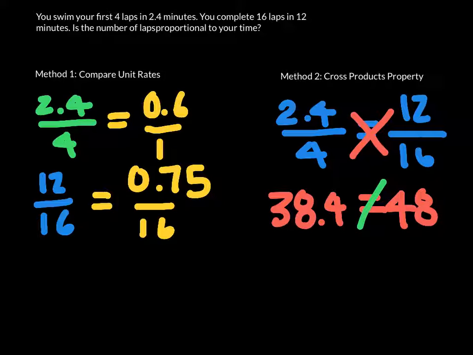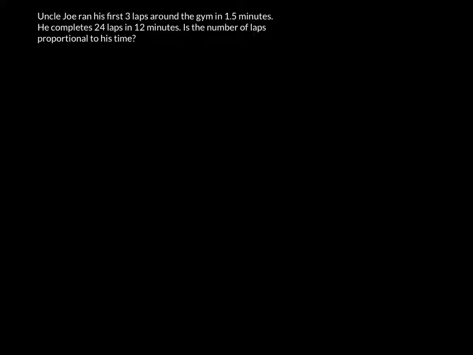I think the easiest way is probably the cross product property, because you just multiply and you get the answer right away. But if comparing unit rates is easier for you, then you go ahead and do that. I usually use cross product property, but you do what you need to do to get the right answer, okay? Go ahead and look at this one and get the answer, and then when you're ready to check, pause the video.